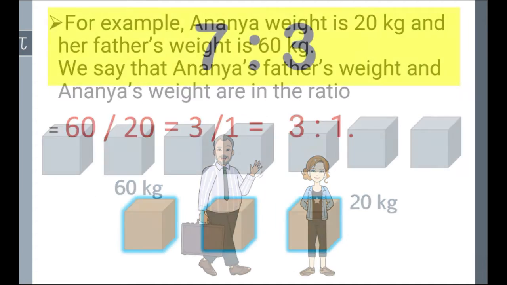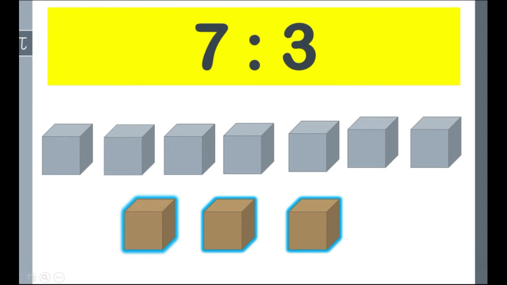Let us see one more example. See, we have here 7 gray blocks, right? 1, 2, 3, 4, 5, 6, 7. These are gray blocks and we have 3 brown blocks. So ratio of these two is 7:3, right? I think you are getting what is the ratio. So if we are comparing two quantities, then we can write them as a ratio 7:3, right?